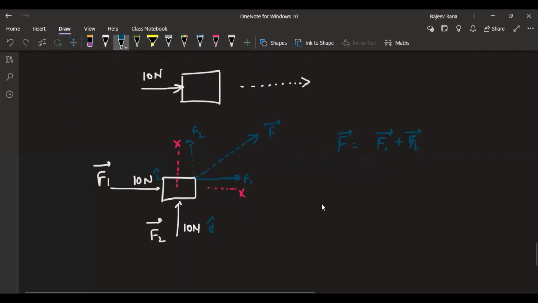So if two vectors are expressed with the two sides of a parallelogram, let us say this is vector 1 and this is vector 2, then the resultant of these two vectors is expressed with the diagonal of the parallelogram. That's why it is called the parallelogram law of vector addition.